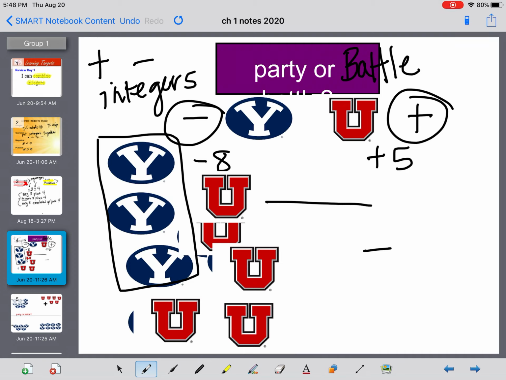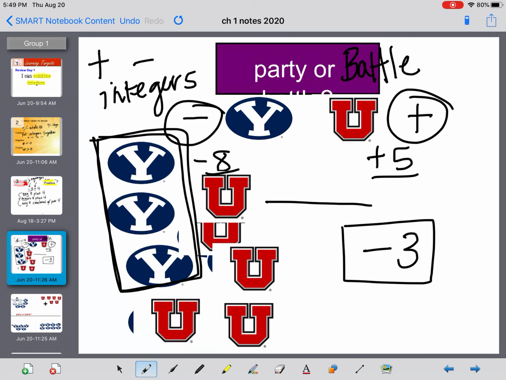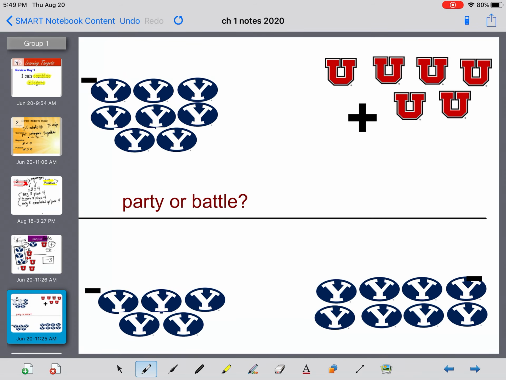By how many? How many more players do they have? Or how many more people on their team do they have? They have 3 extra teammates. So when I combine a negative 8 with a positive 5, my result is negative 3. Why? Because I have 3 more negatives than I had positives. I hope that helps you see this in a different way, but let's practice just a little bit.